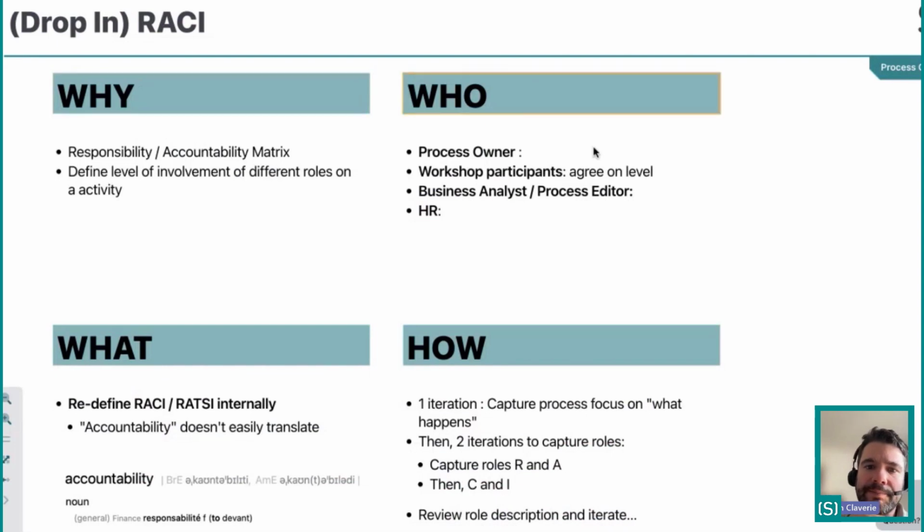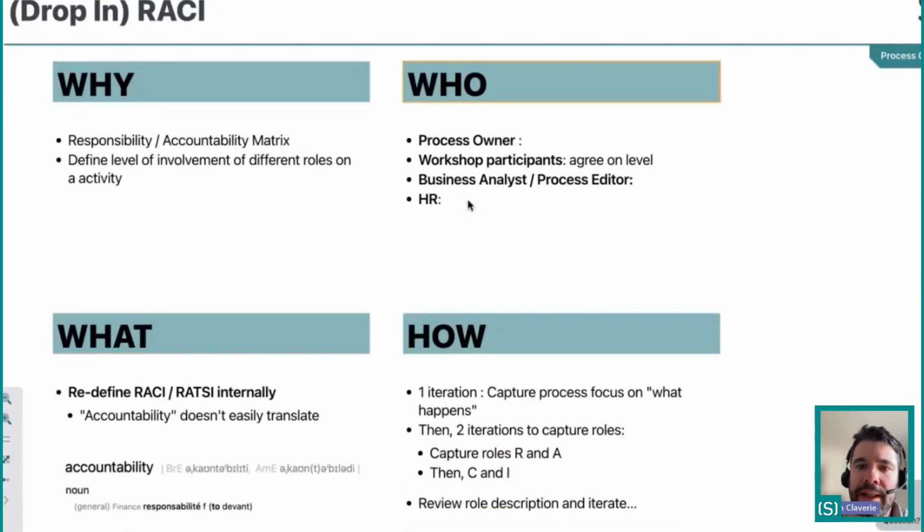So in terms of who is involved, we have the workshop participants. That's mostly where you have a big conversation around, all right, should it be an R and an A. These are usually very valuable conversations on the roles, sometimes even more heated than capturing the work itself, because this can really touch on people, their skills and the span of control they will have in the new process. As a process editor or business analyst making the process, you will be facilitating this conversation, so it's good to have some clear rules. We'll talk about that just below.